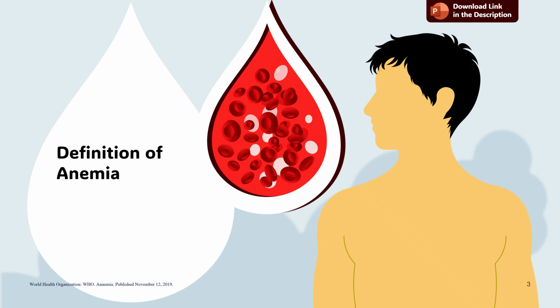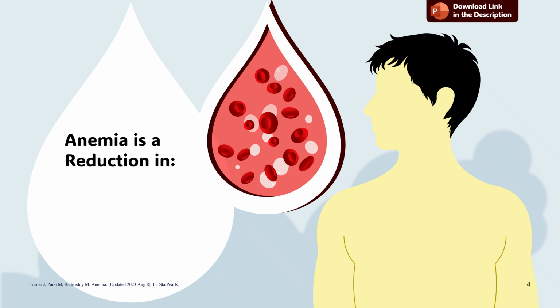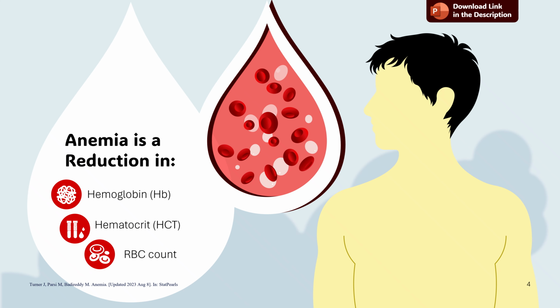Anemia is a deficiency in either the number of red blood cells or the amount of hemoglobin, the oxygen-carrying protein, within those cells. Specifically, it involves a decrease in hemoglobin, hematocrit, and the overall red blood cell count itself. These reductions can have various causes and lead to a range of symptoms depending on their severity and underlying reason.